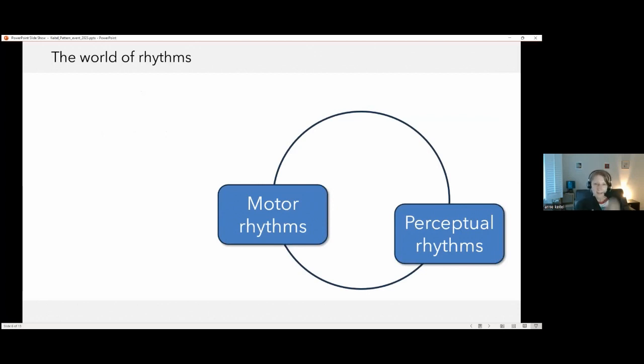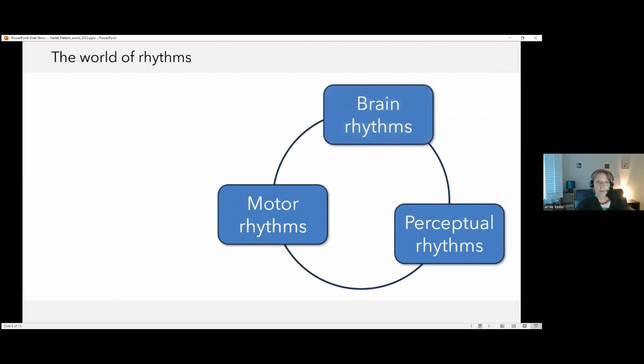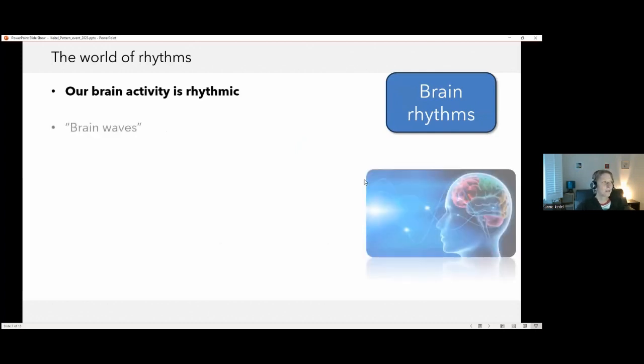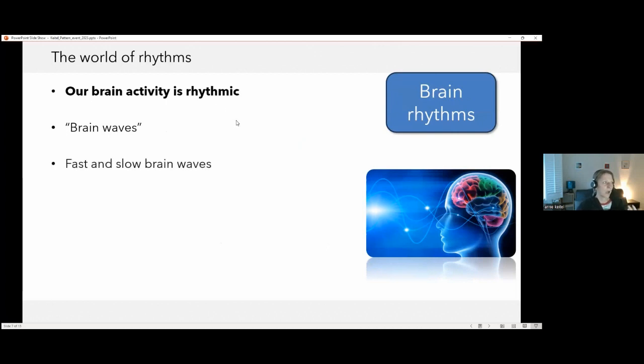And the last little piece of the puzzle I would like to show to you is the idea of brain rhythms. So our brain activity is not completely random, it is also rhythmic. And some of you might have heard about brain waves, which is basically the same thing. So brain waves, you can also say brain rhythms, that's the same thing. And we know that we have fast and slow brain waves in our brain.